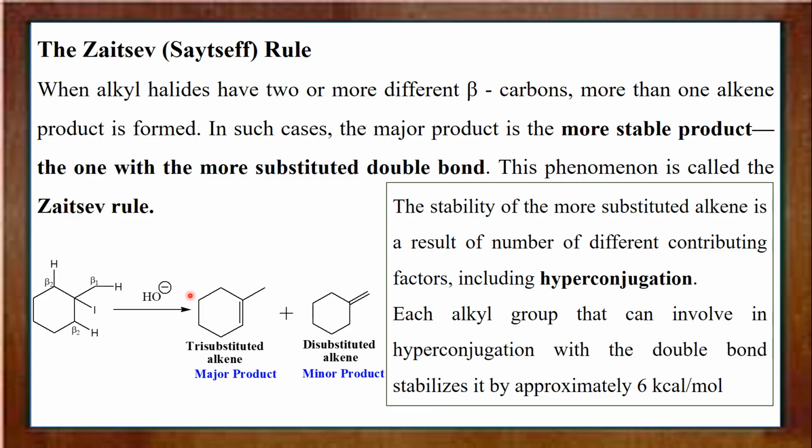So the one with more number of alkyl substituents is having more number of allylic hydrogens, and hence it has more number of no bond resonance structures. Since it is having more number of resonance structures, this is more stable. The more stable product is the predominant product. The more substituted alkene is more stable. The more stable product is the major product according to Zaitsev rule.